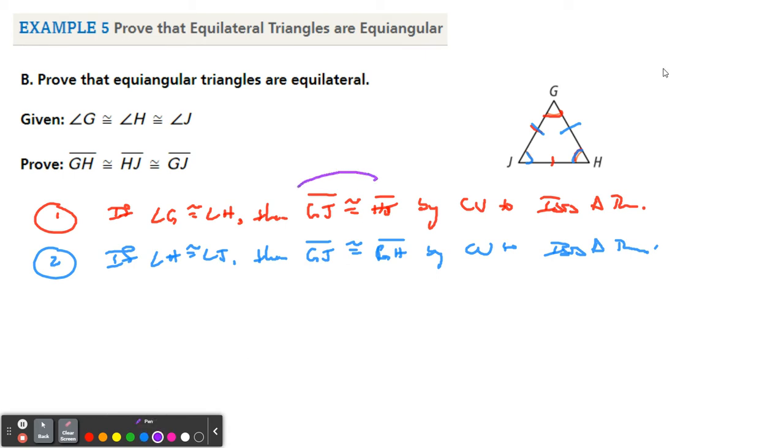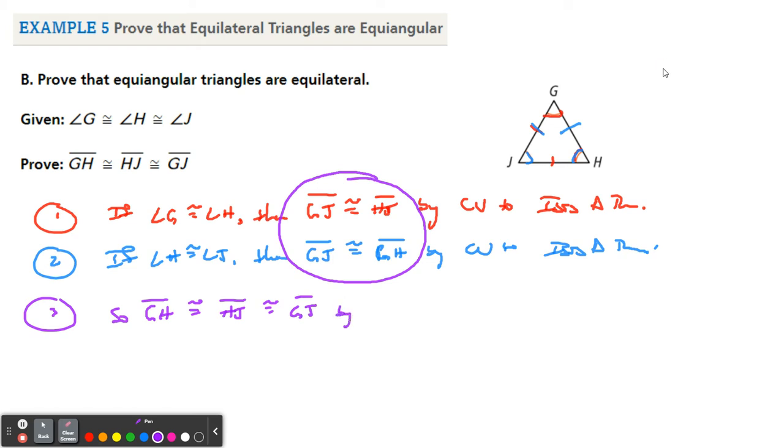And now we're going to take these 2 statements and combine them using the transitive property, right? So you see that GJ is congruent to both HJ and GH. So that means HJ and GH are congruent to each other, and all 3 are congruent to each other. So GH is congruent to HJ, is congruent to GJ by the transitive property. And there you go. So believe that every equilateral triangle has 3 congruent sides and 3 congruent angles because we just proved it.